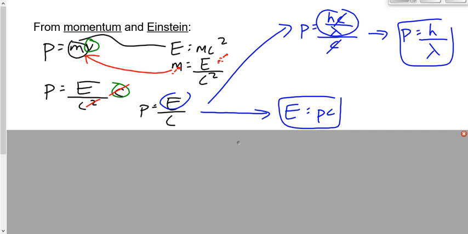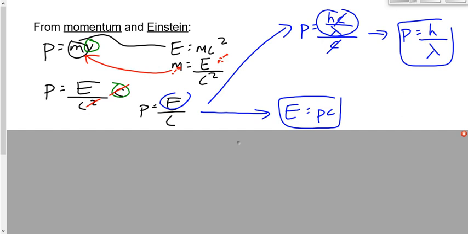Of a proton or of a baseball? M times v, right? Protons have mass. It doesn't change a thing. Everything we learned up until today in terms of momentum involved mass. So p is equal to m times v. Now we're dealing with momentum of things that don't have any mass. Well, if you're dealing with that, then you've got to use one of these equations.